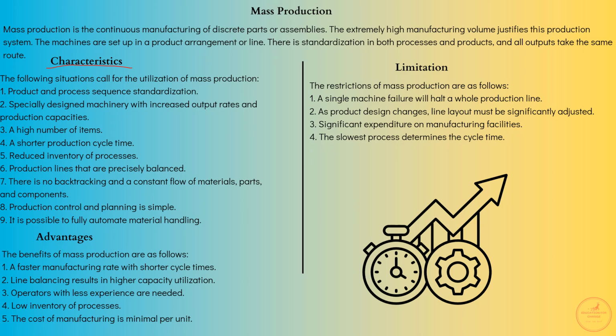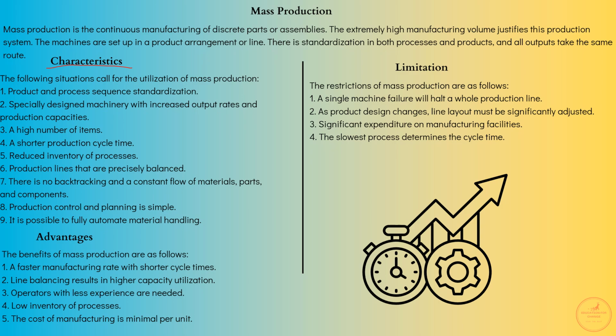Okay. Second one, the specially designed machinery with the increased output rates and the production capacity. What does it mean? Special purpose machine is dedicated. Okay. Third one, large volume of products are produced. Okay. Fourth one, the shorter cycle time of production. That means the production time or production cycle is very small. Fifth one, the lower in process inventory. That means the inventory process is actually reduced.